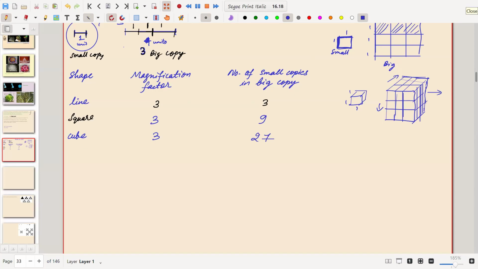Now can you see some relation happening here? What is the dimension of a line? The dimension of a line is just one dimension. What is the dimension of a square? Two dimension. Dimension of a cube? Three. Can you see some relation happening here? How can we get the dimension using the two columns?